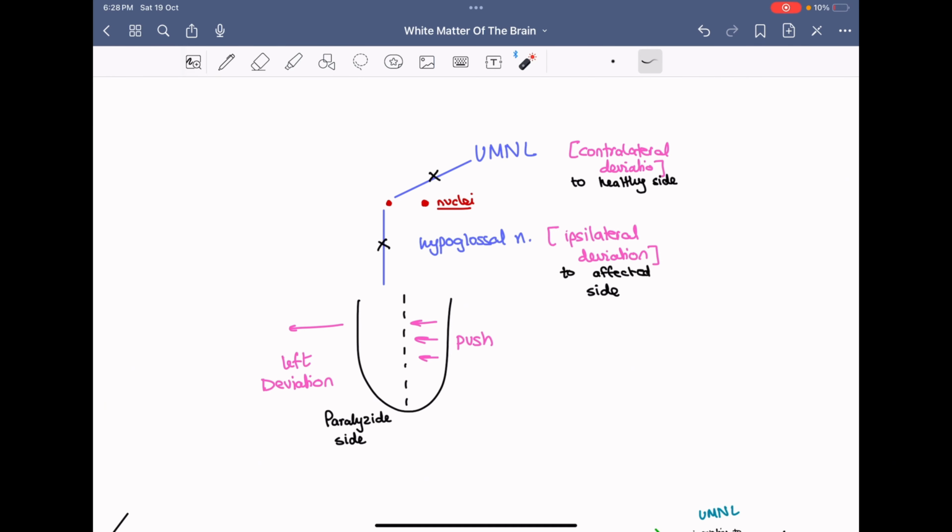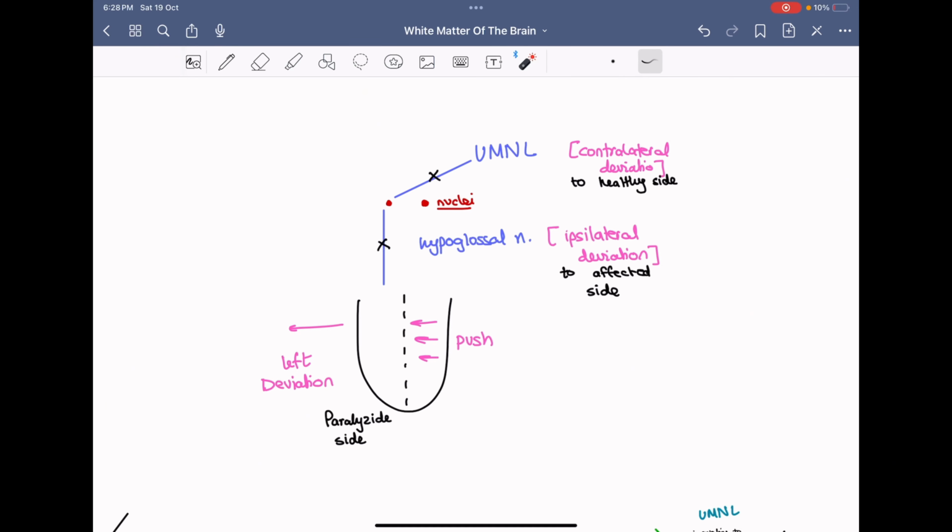So over here, in an upper motor neuron lesion of the hypoglossal fibers, you're getting a lesion on the right side. The right side is the affected side, and the left side is the healthy side. So what are you getting? You're getting deviation to the healthy side, because you're getting left-sided deviation. And excuse the spelling mistake.